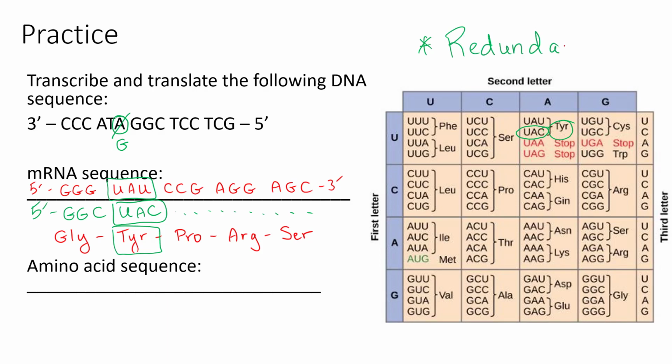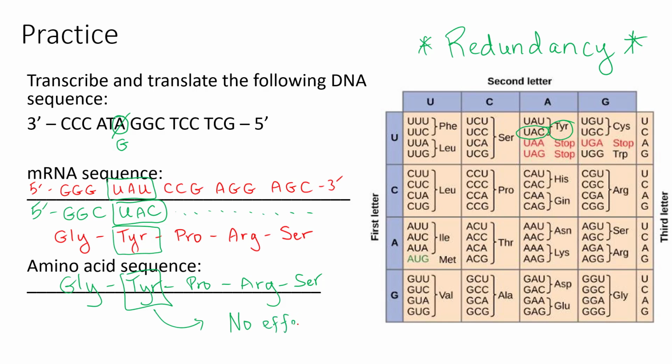Redundancy means when there's something that does the same thing. So we can have multiple codons where even a mutation in one of the letters still codes for tyrosine. So in the amino acid sequence, we would still have tyrosine. So this is a situation that can occur in the cell where a base substitution is induced or occurs spontaneously, and that has no effect. We would say this would have no effect on the protein.